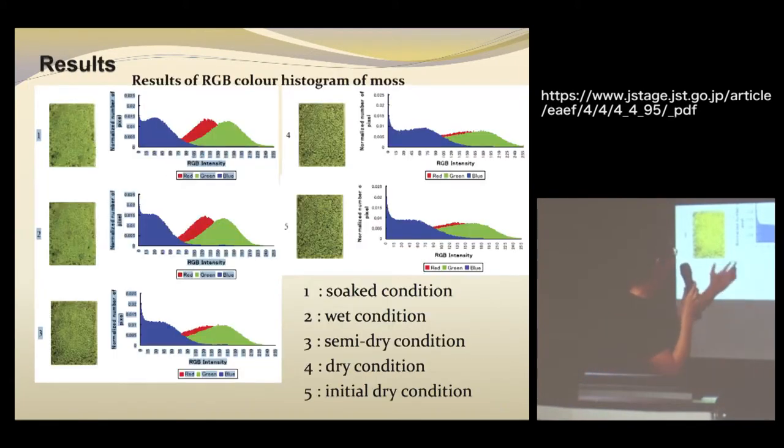Here are the results of the RGB histogram of the moss. We can see that 1 and 2 are the soaked condition and the wet condition, and they have almost the same color histogram. We can see that the more dry they are, the less intensity we have, and the lower the number of normalized pixels we have.